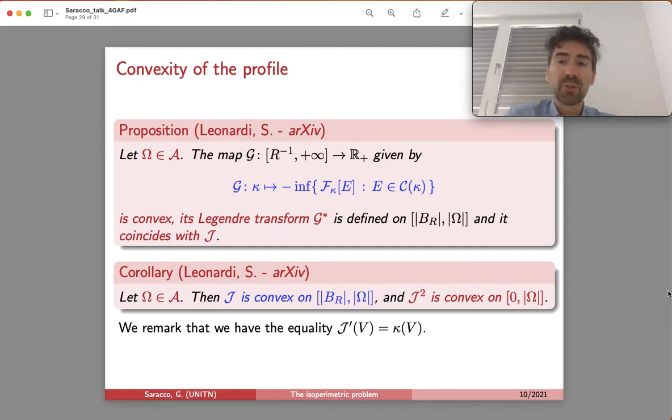And actually we can also say that the derivative of the profile is given by the curvature of the minimizer, okay? But this is somewhat standard, this was somewhat already known, but this, if you want, is a confirmation of the fact.